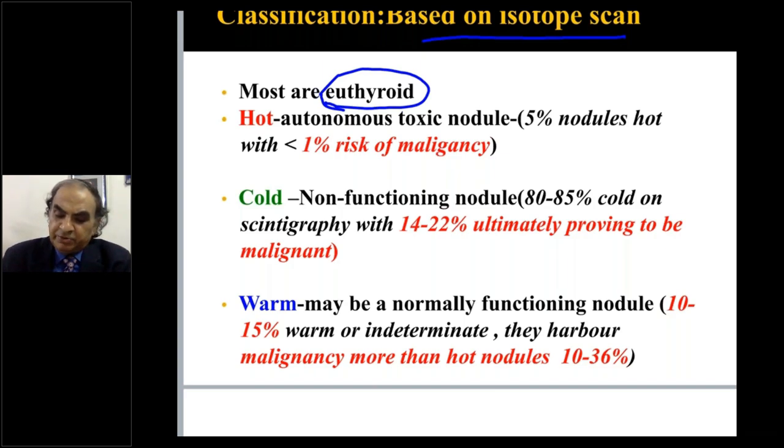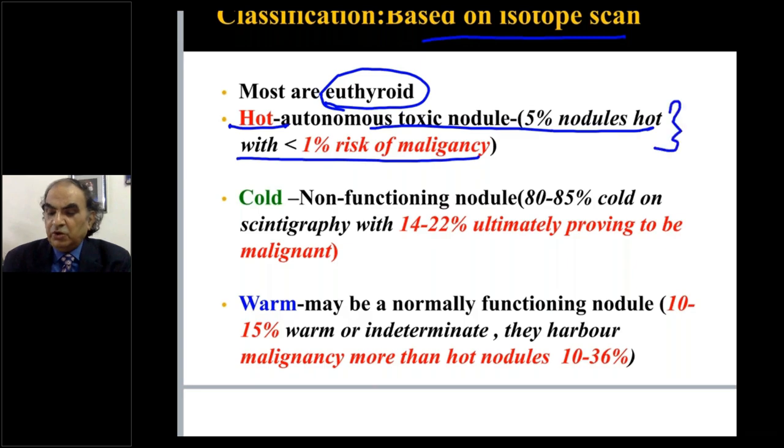Hot would mean autonomous toxic nodule. 5% nodules are hot with less than 1% risk of malignancy. So hotter the nodule, less the chances of malignancy. And the total incidence of hot nodules is about 5%. If you do a scan and if you try to classify, that would be hot.